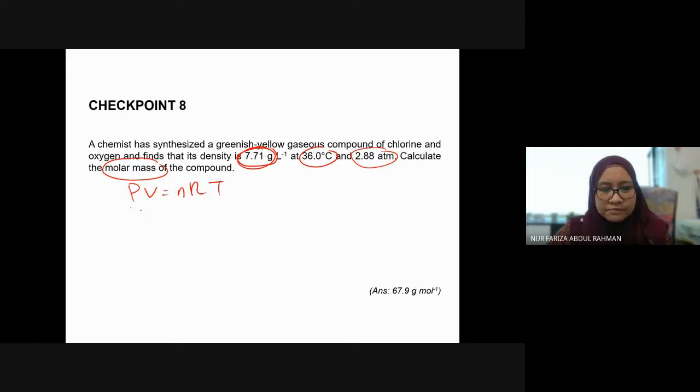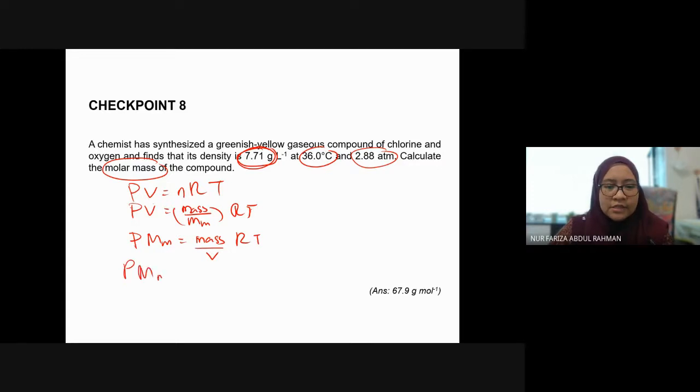So we have PV equals mass over molar mass, times RT. The value given is for density, so we can switch this V and MM to the opposite side. MM goes up here, then mass over V, times RT. So MM equals dRT over P. This is the same as what I've shown to you just now, I just wanted to show you once more. So we can calculate for the molar mass.